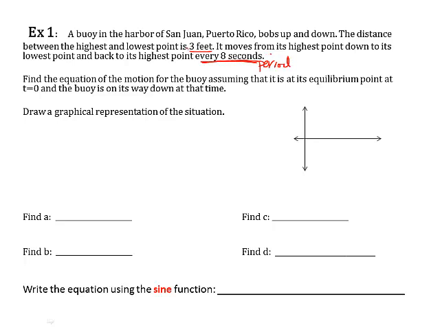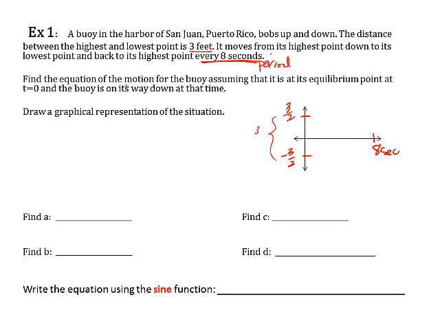Okay. The distance between the highest and lowest is 3 feet. So if the highest is here and the lowest is here, this whole distance is 3 feet. So if I split it in half, I get 3 halves here, negative 3 halves here. Okay. Distance every 8 seconds. So 8 seconds is my time of the period.